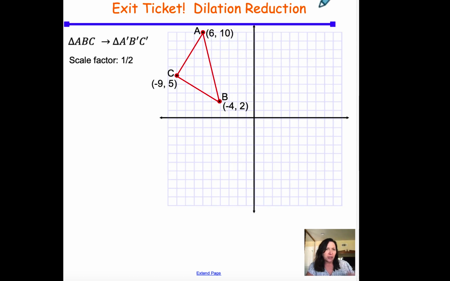What I would want you to do is, this is a reduction. You have a scale factor of 1/2, and I want to see what this looks like. You're going to submit this to Canvas when you're done.